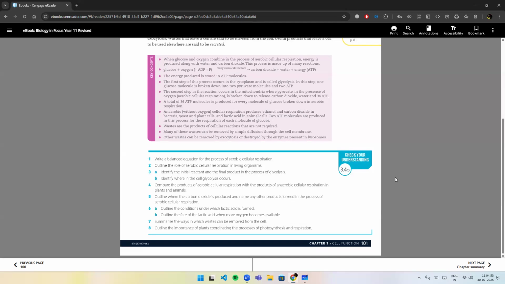Anaerobic cellular respiration produces ethanol and carbon dioxide in bacteria, yeast, and plant cells, and lactic acid in animal cells. Two ATP molecules are produced in this process for the respiration of each molecule of glucose. Wastes are the products of cellular reactions that are not required. Many of these wastes can be removed by simple diffusion through the cell membrane. Other wastes can be removed by exocytosis or destroyed by the enzymes present in lysosomes.